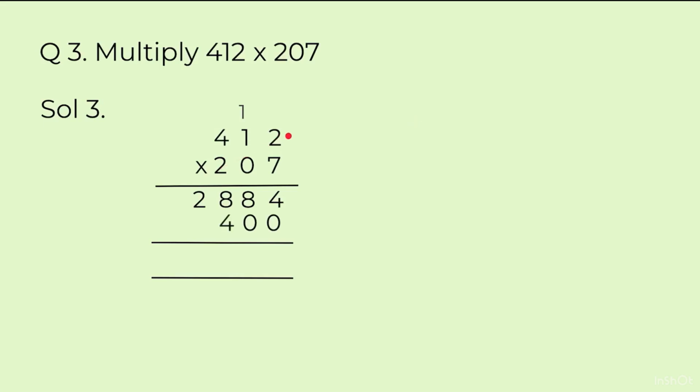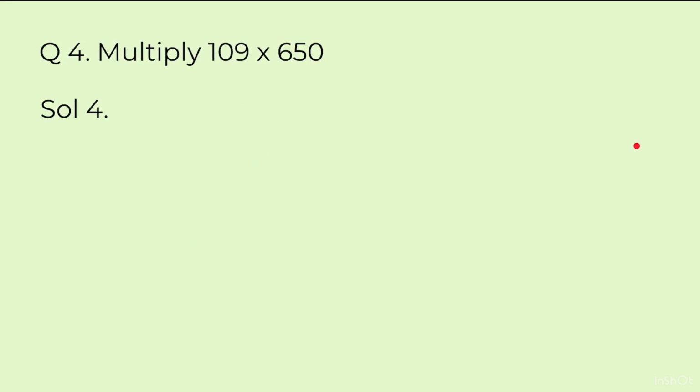Now we will multiply 2 by 2 and write 4 here. Then 2 multiplied by 1, 2. 2 multiplied by 4, 8. Now we'll add these two numbers. We'll get 85284. In the next line, we will write answer 85284. Question 4 was 109 into 650.